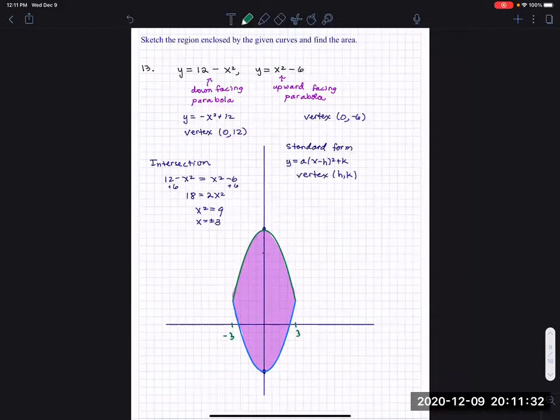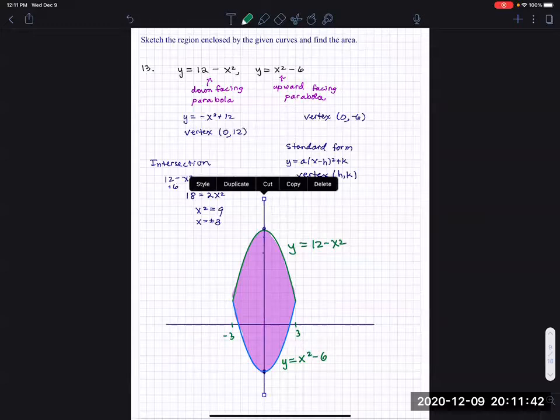Okay. On the bottom is y equals x squared minus 6. On the top, y equals 12 minus x squared. Here, we have the x-axis and the y-axis.